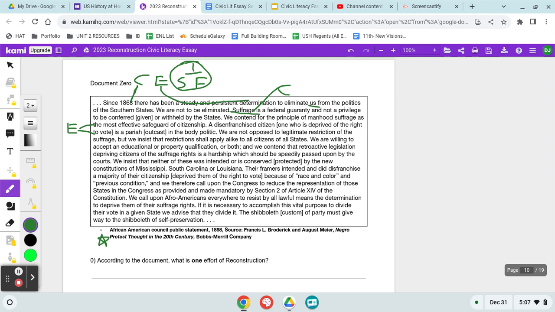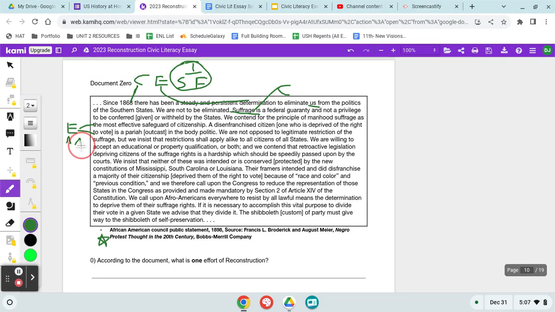Why does anybody need to feel the need to vote? It's because if you don't vote, you are not represented in your country. And if you cannot vote, you won't be represented in your country. So this is especially to me an effort of African Americans.